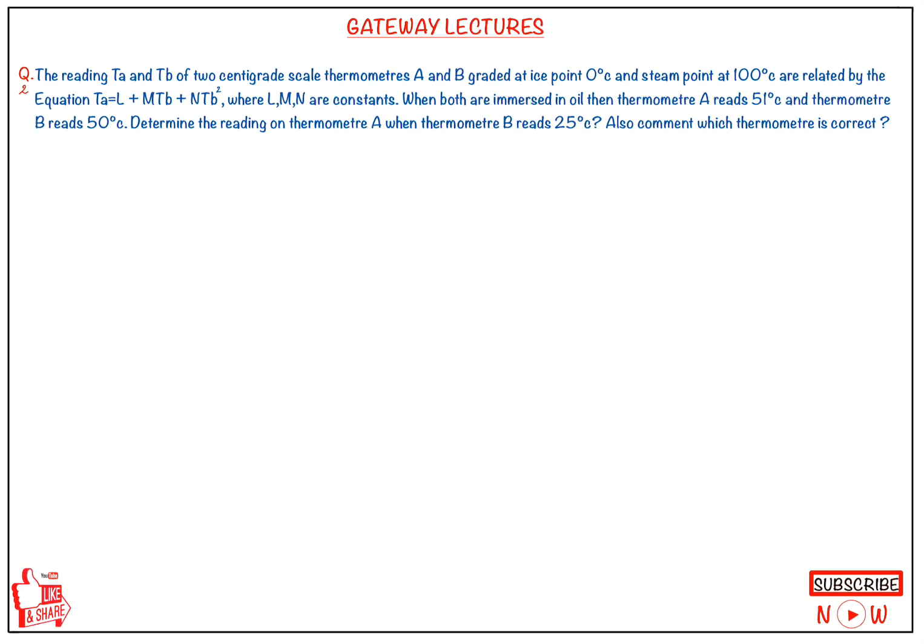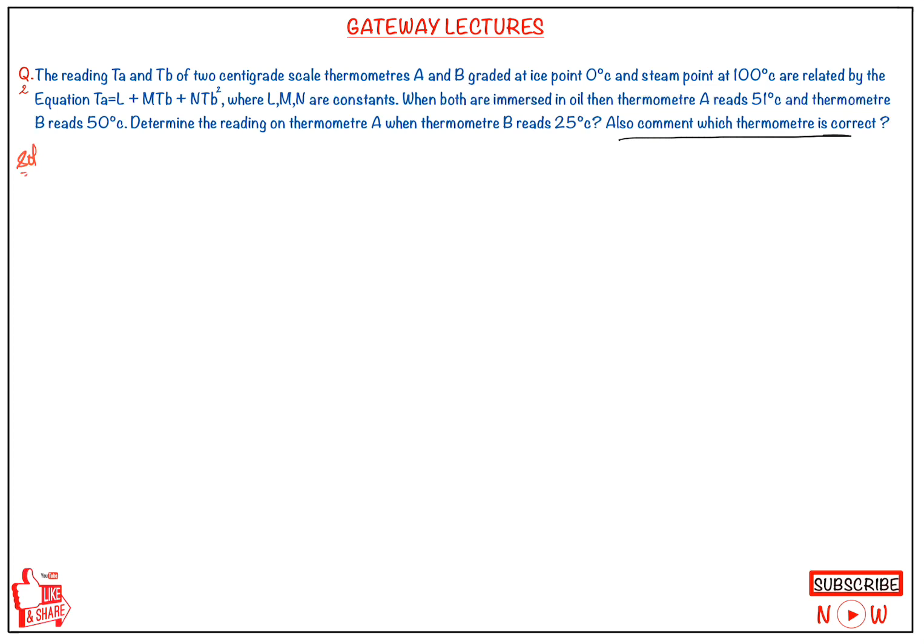Determine the reading on thermometer A when thermometer B reads 25 degrees centigrade. Also comment on when a thermometer is correct. So which thermometer will be correct? Actually, we need to define which thermometer will be correct. At last, we'll know the meaning of this. Let's go through the solution.